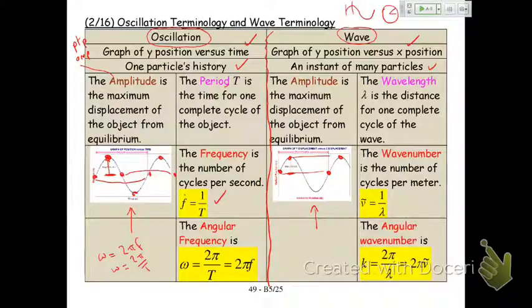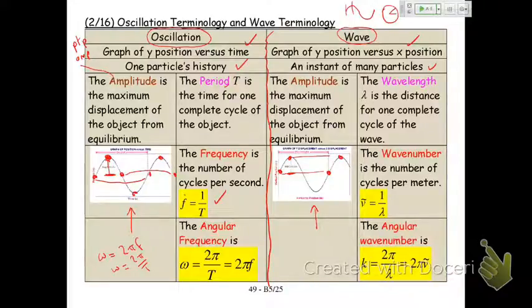measured in meters. If I want to say, well, how many wavelengths can I get in 1 meter? Then I can talk about my wave number, which is measured in meters to the minus 1, 1 over meters. Just like frequency should have been measured in 1 over seconds, we call it hertz. But wave number is 1 over meters.